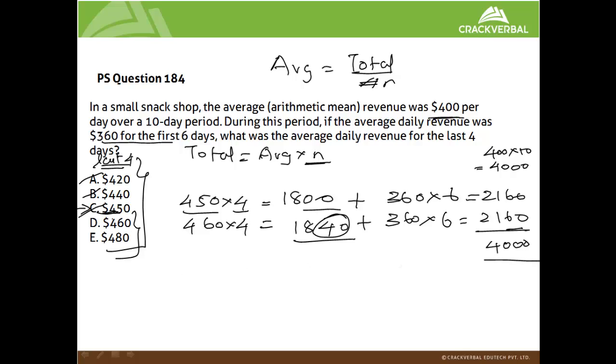So answer has to be here D. Eliminate answer choice E, right? Pretty simple. That's how you solve the question.